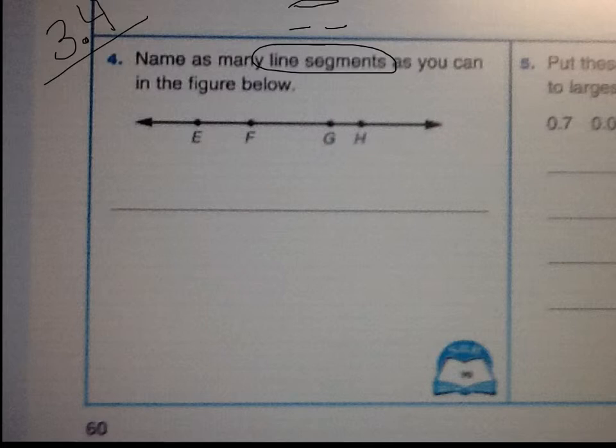So for example, we might have E, F. We have 2 points and a line segment above. Then we put a comma. Go ahead and write down the other line segments that you notice on this line.